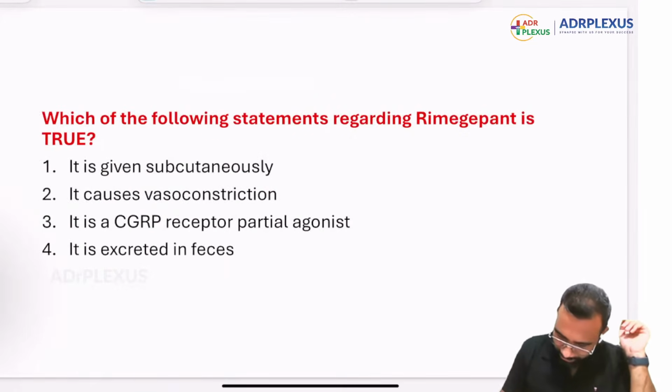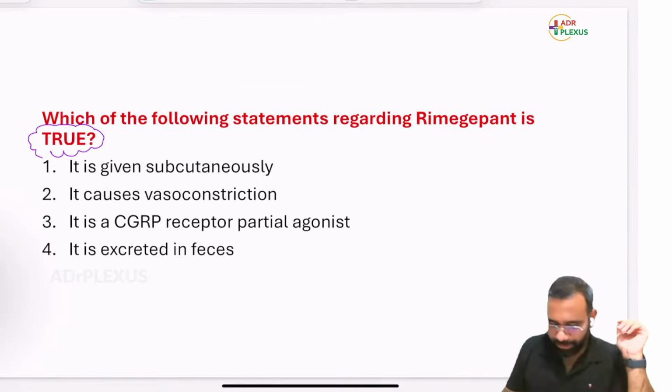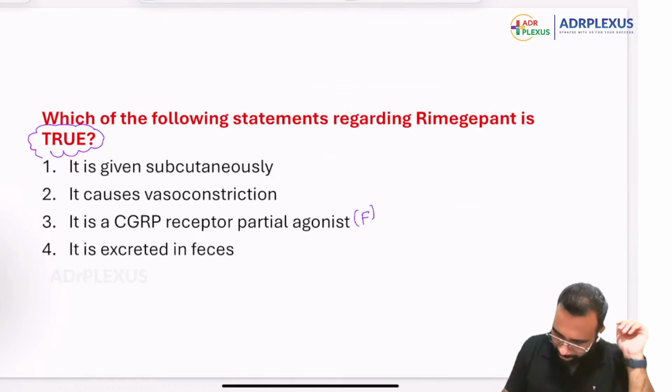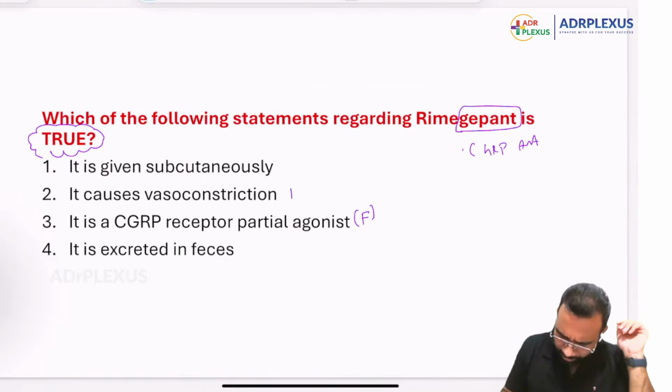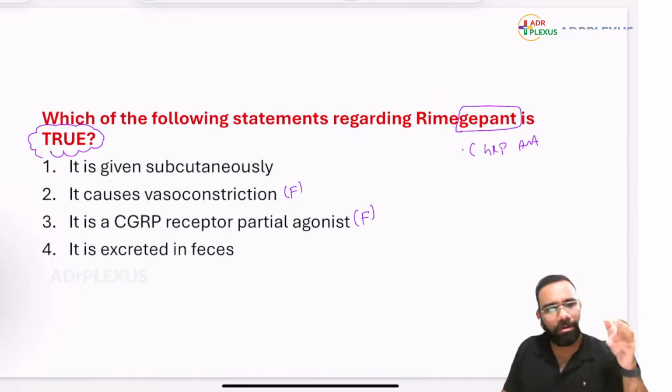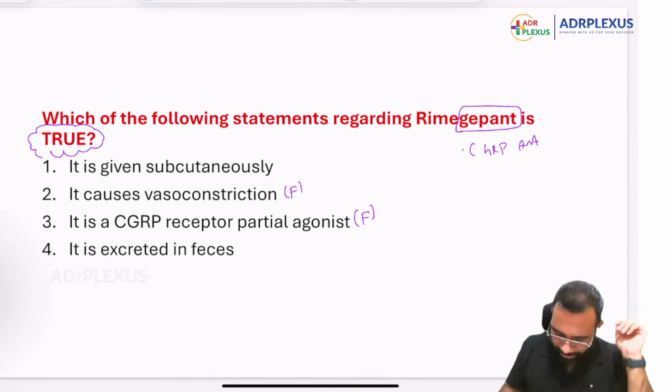Which of the following statements is true regarding rimegepant? This is a false statement. It is an antagonist. Gepant, I told you all gepants are calcitonin gene-related peptide antagonists. Those are right. This is a false statement: it is not going to cause vasoconstriction. It is not going to cause anything related to vasoconstriction. It is going to decrease the neurogenic inflammation part.